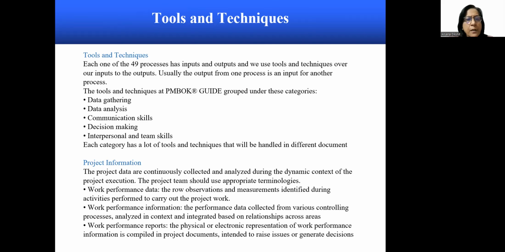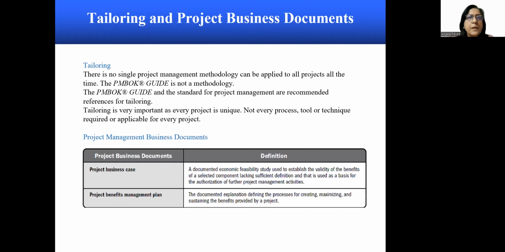Project information is the project data which is continuously collected and analyzed during the dynamic context of the project execution. The project team should use appropriate terminologies. Work performance data is about observations and measurements identified during activities performed to carry out the project work. Then there are work performance information and work performance reports.